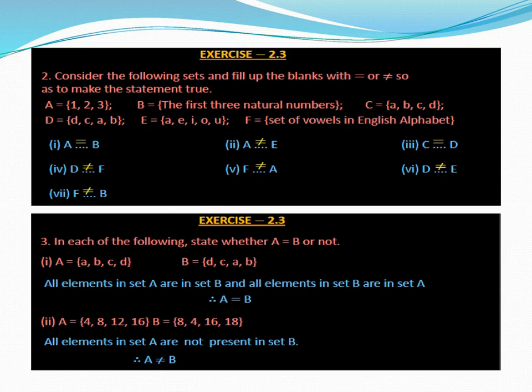Now we will solve the second problem from the third problem. A equals {4, 8, 12, 16}. B equals {8, 4, 16, 18}. All elements in set A are not present in set B. A contains different elements and B contains different elements. So you can write A is not equal to B.